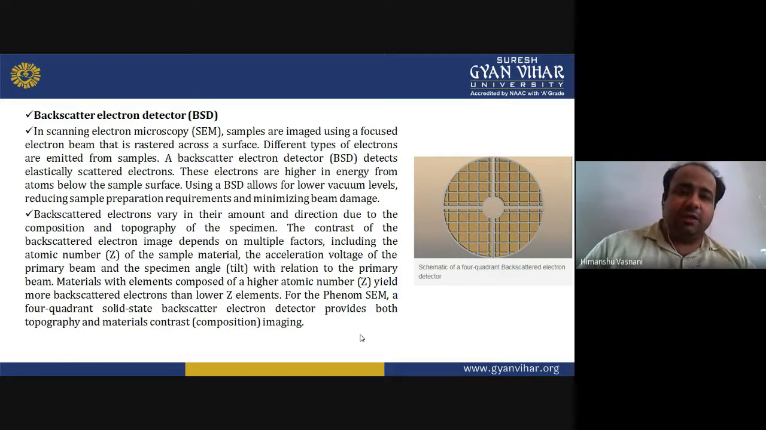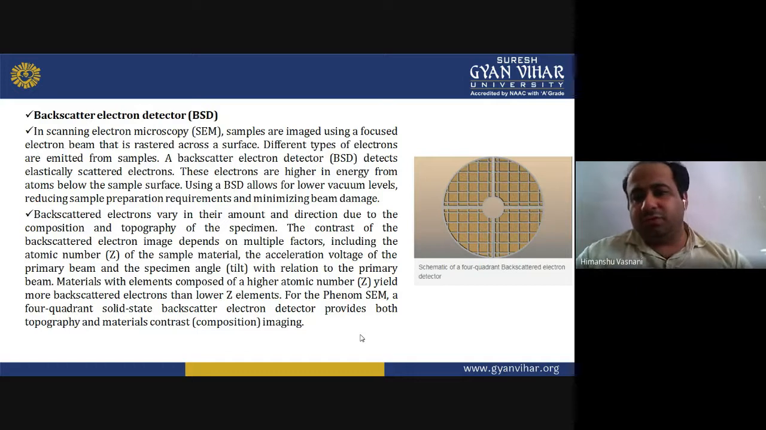Now here, a BSD detects elastically scattered electrons, and these electrons are higher in energy, from atoms below the sample surface. So using a BSD allows for lower vacuum levels, reducing sample preparation requirements and minimizing beam damage. Now here, the backscattered electrons vary in amount and direction due to the composition and topography of the specimen.